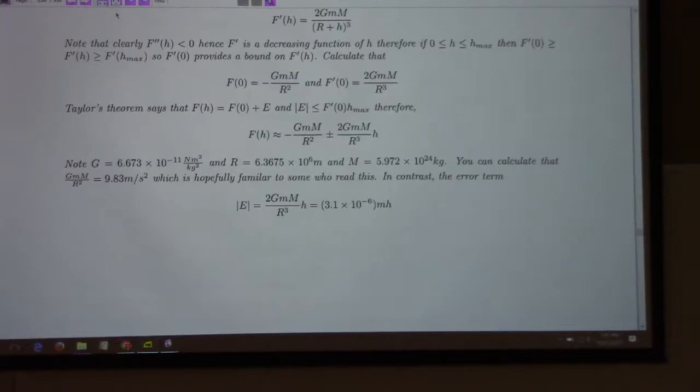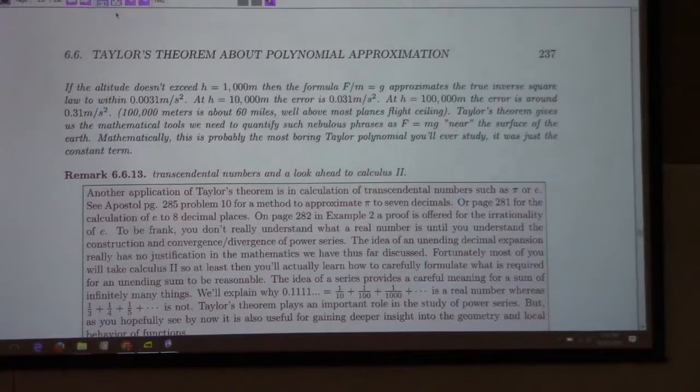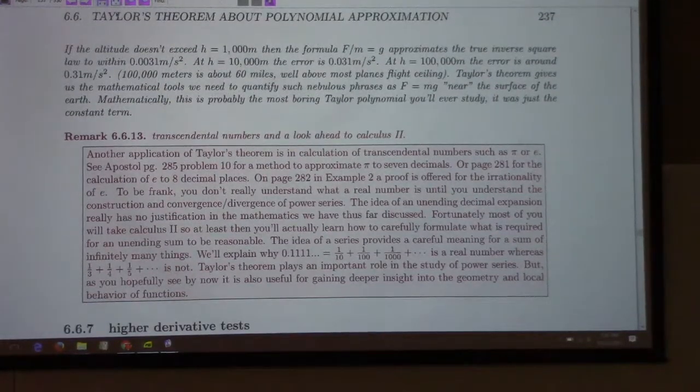What if you go to 100,000 meters? Right? Then you're starting to get to where it's an appreciable percentage. And as you get further out, it gets worse. So at 100,000 meters, the error is about 0.31 meters per second squared. That's about 60 miles, right? And so that's why F equals mg is a pretty good approximation even for any of the flight which is possible with planes that the government lets us know about, right?